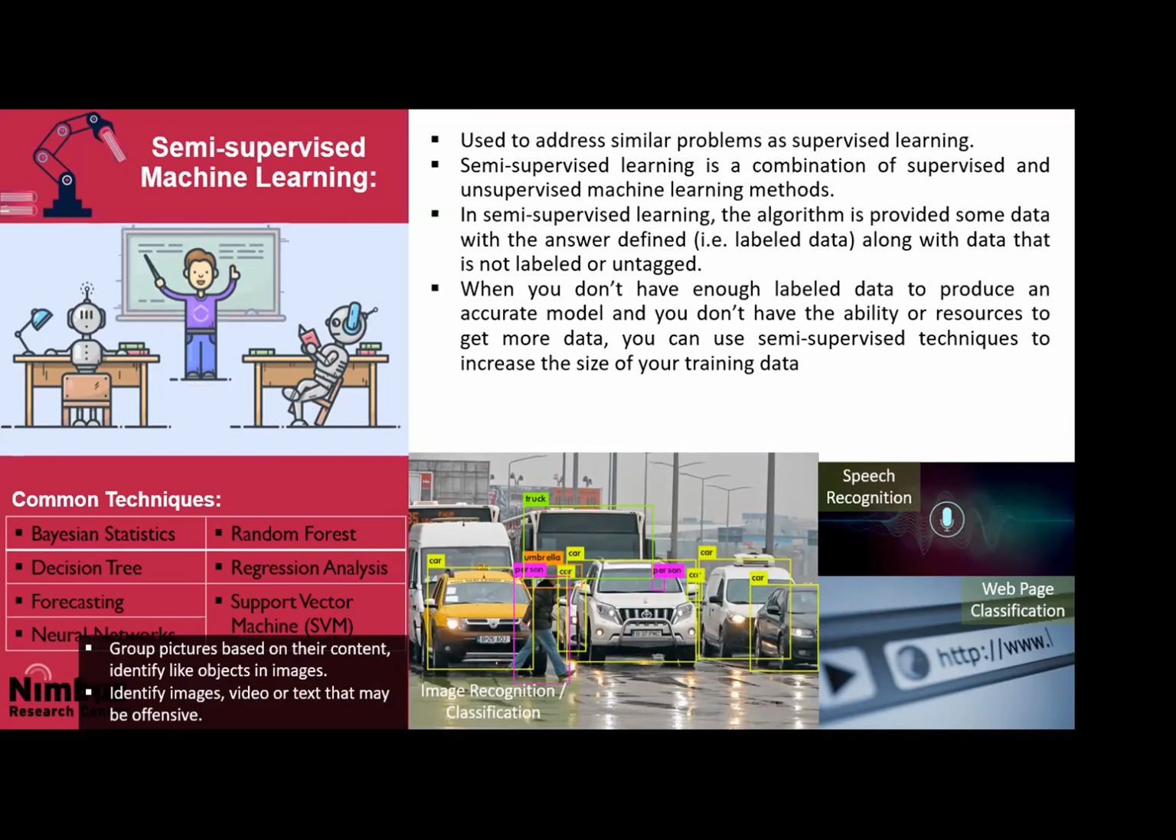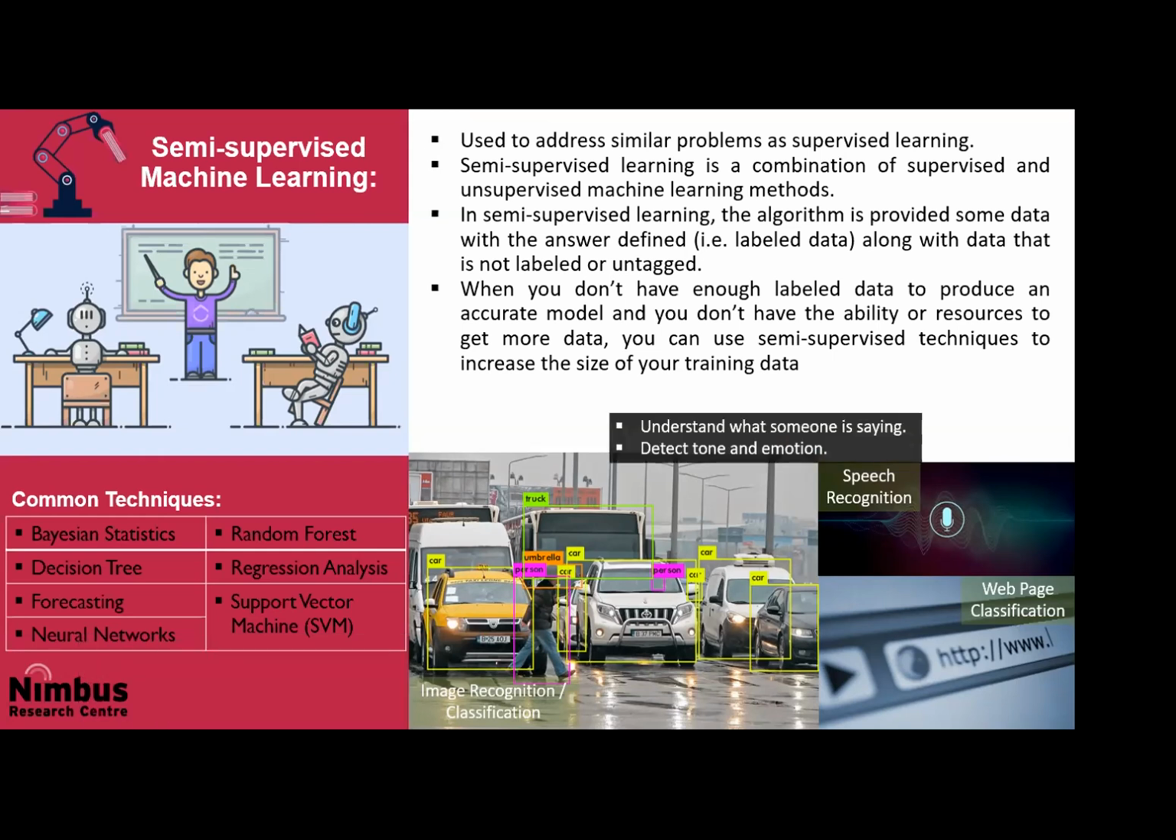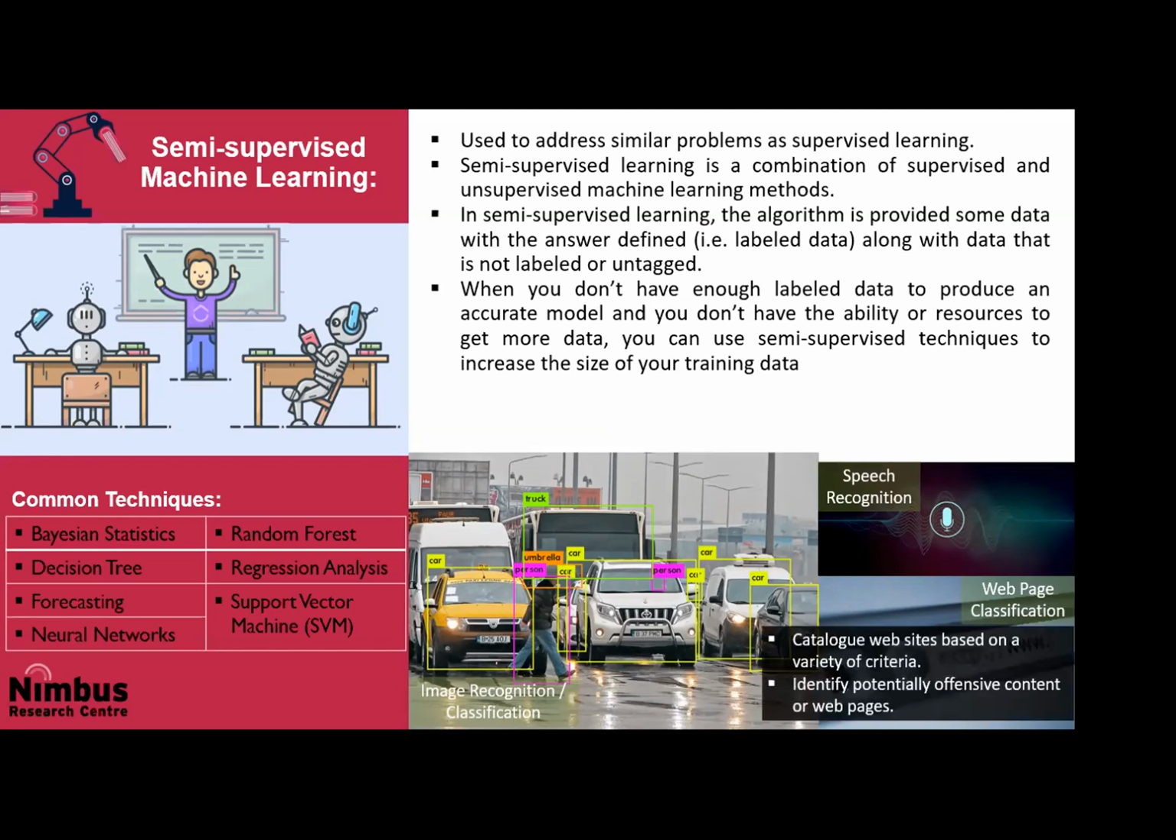So it's useful to group pictures based on their content and identify like objects in images, identifying images, videos, or text that may be potentially offensive. So it can be used for speech recognition, so understanding what someone is saying, or to detect tone and emotion, as seen in developments of modern day chatbots and personal assistant devices, so Alexa and Siri. And it can also be used in website page classification.